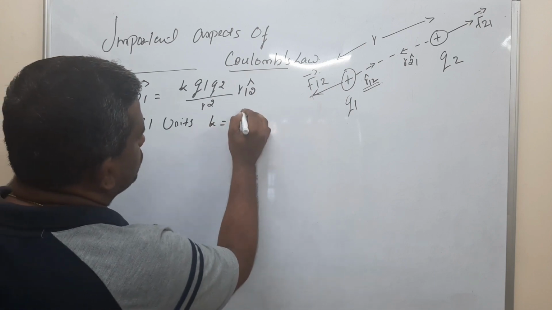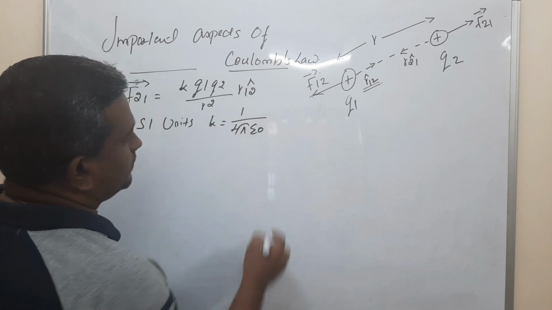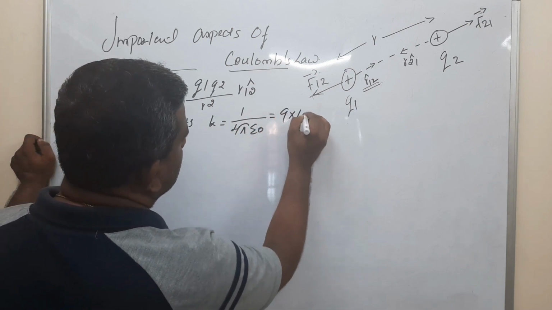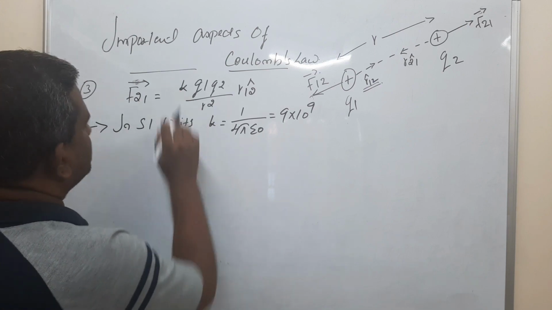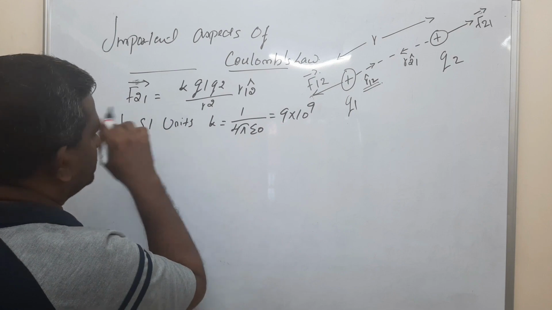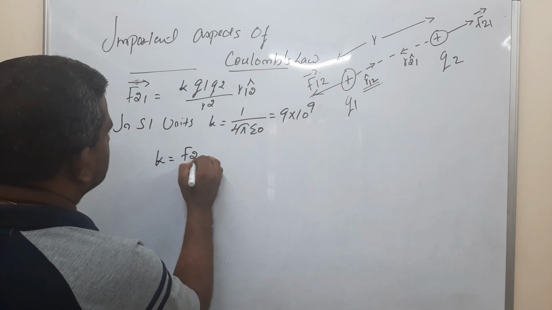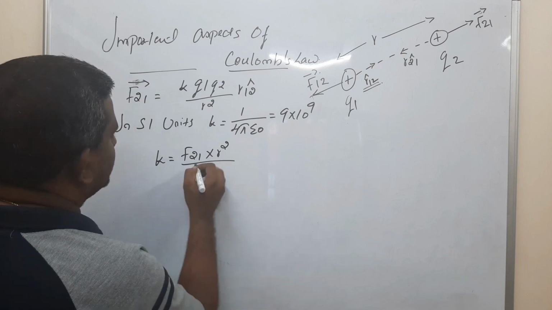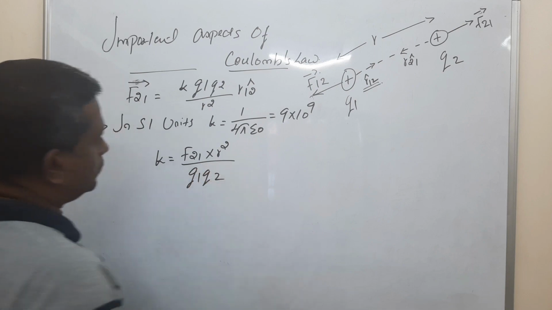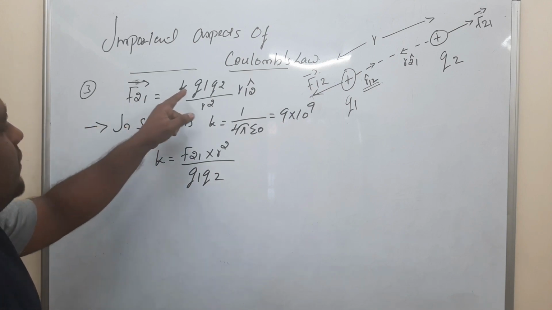Okay, so in SI units the value of k is 1 by 4 pi epsilon 0, which is equal to 9 into 10 to the power 9. So how do we find the unit? From this expression we can write k is equal to F21 into r square divided by q1 q2.